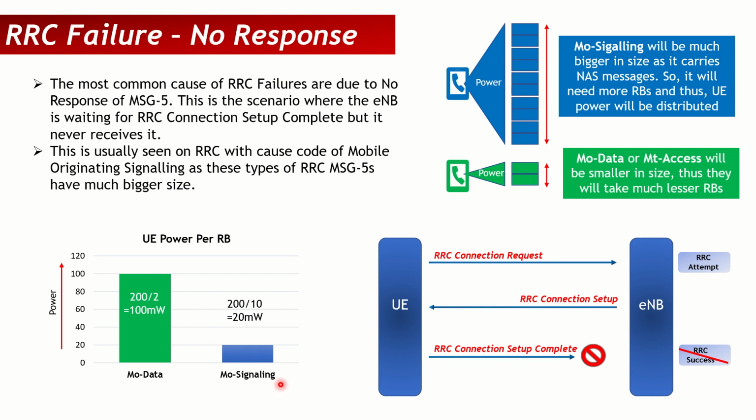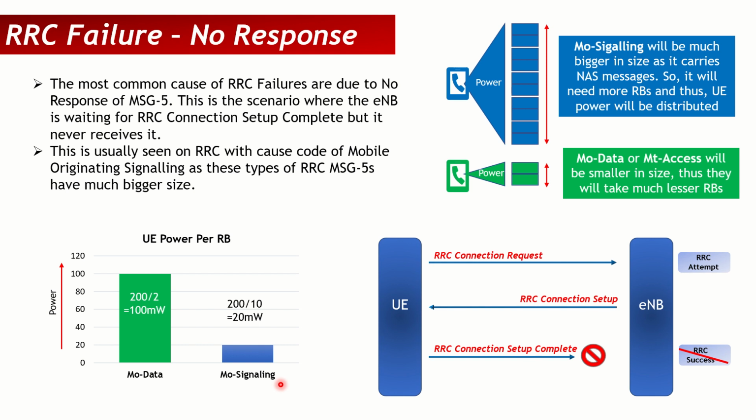So if you compare the RRC setup success rate for MO data, MT access and MO signaling, you will most probably see that MO signaling has a much lower RRC success rate. That also means that in a network where you have more MO signaling based RRC connection requests, that network will have a lower RRC setup success rate KPI. And why would a network have more MO signaling? Let's say one network has smaller tracking area codes, a smaller TAC. What will happen is that it will have more tracking area updates.